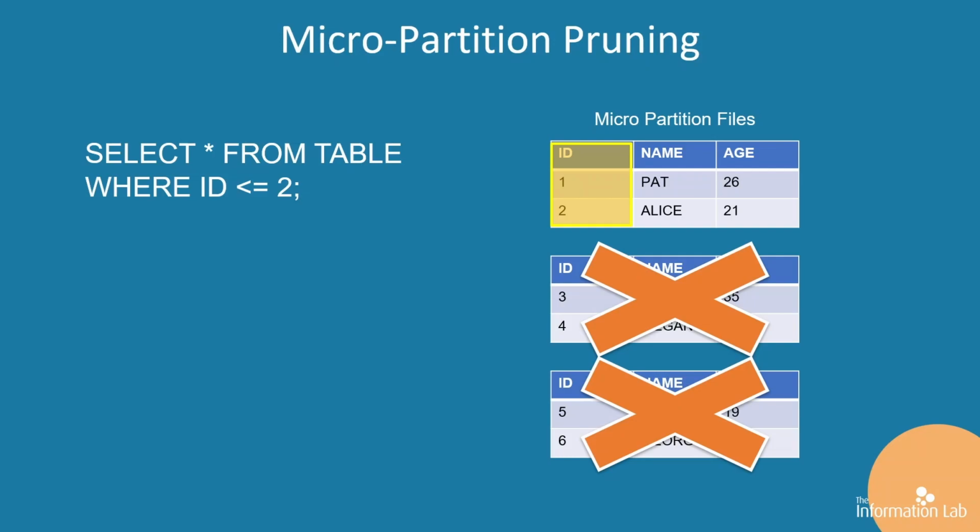Obviously, this example on the screen is on a very small scale, since we only have 6 rows and 3 columns of data. Snowflake tables may consist of thousands or even millions of micro-partitions. So how these partitions have been set up becomes more and more important the larger the table you have.